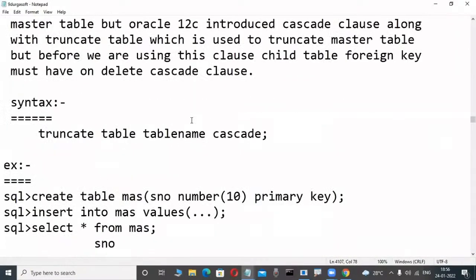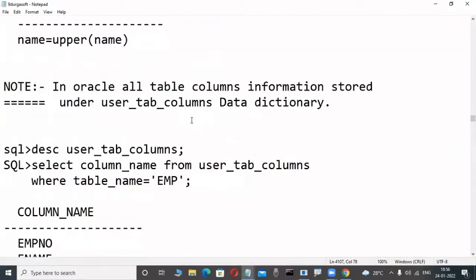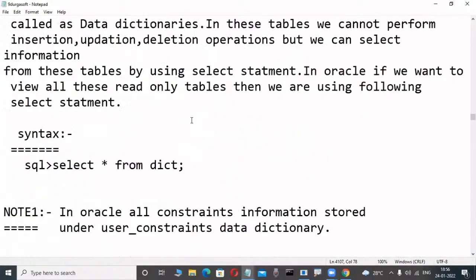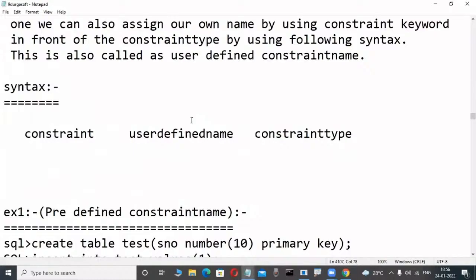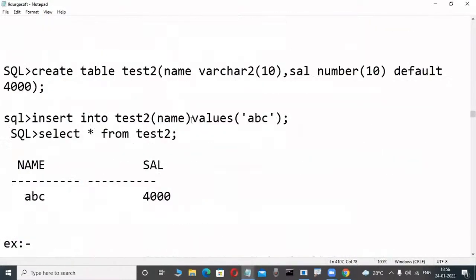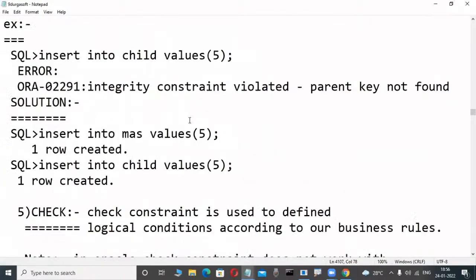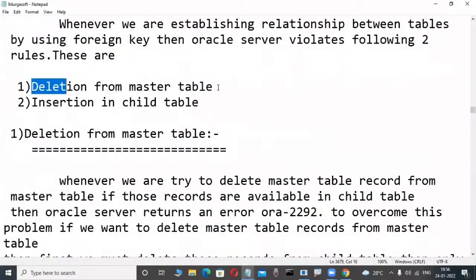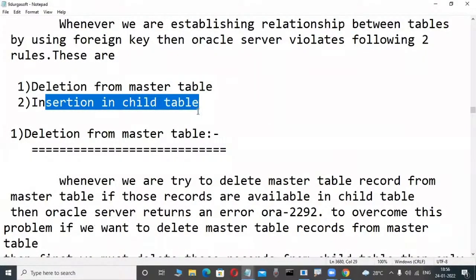Now here, observe. Whenever master and child tables are available, automatically some rules are there. Deletion from master table, insertion in child table. These are all big chapters, don't worry. It applies in every database, not only one.